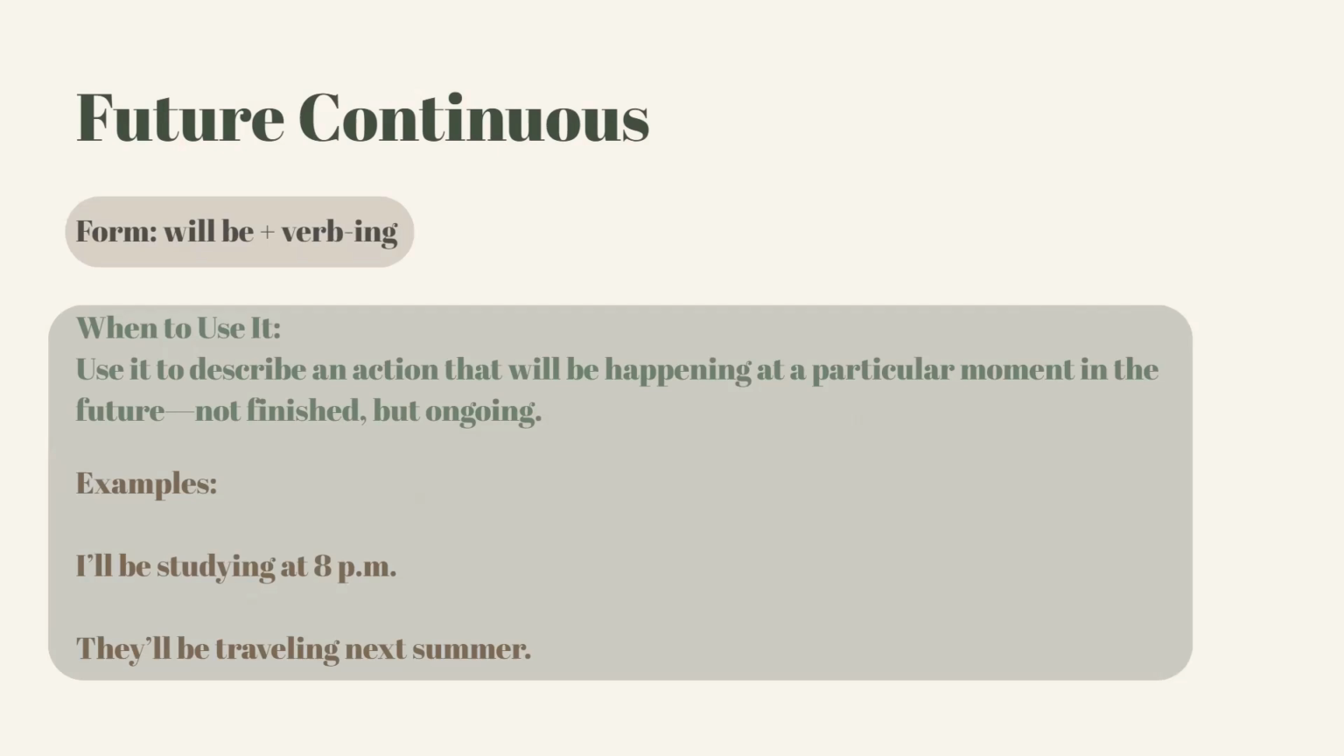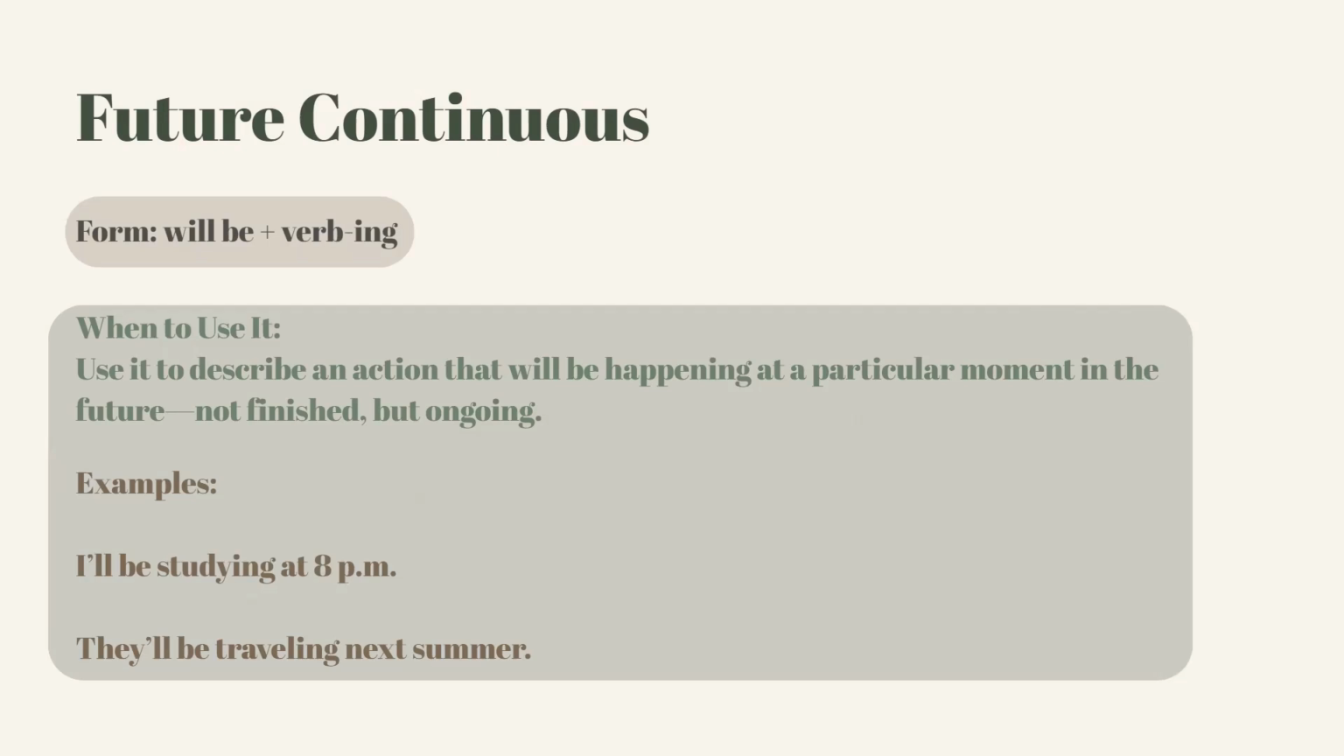And when you think about it, you will be studying at 8 p.m. So you will be doing this action. You will be continuously doing this action in the future. You're not doing it now. You will be doing it in the future at 8 p.m. So it's future continuous. Or let's give another example. They'll be traveling next summer.